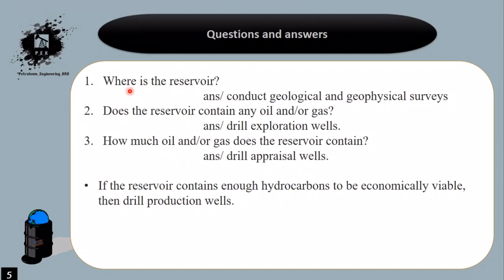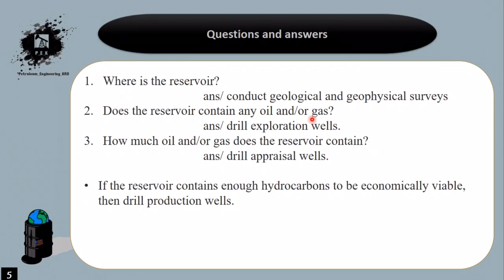And to locate the reservoir, we have to conduct the geological and geophysical surveys, such as the seismic surveys. We talked about this in the last lesson about explorations. Alright, so after performing the survey operations, the survey results showed that the reservoir is located at a particular place. So now we know where the reservoir is located. At this point, we come to our next question. Does the reservoir contain any oil and or gas? Well, we know where the reservoir is, but does it contain oil and or gas?